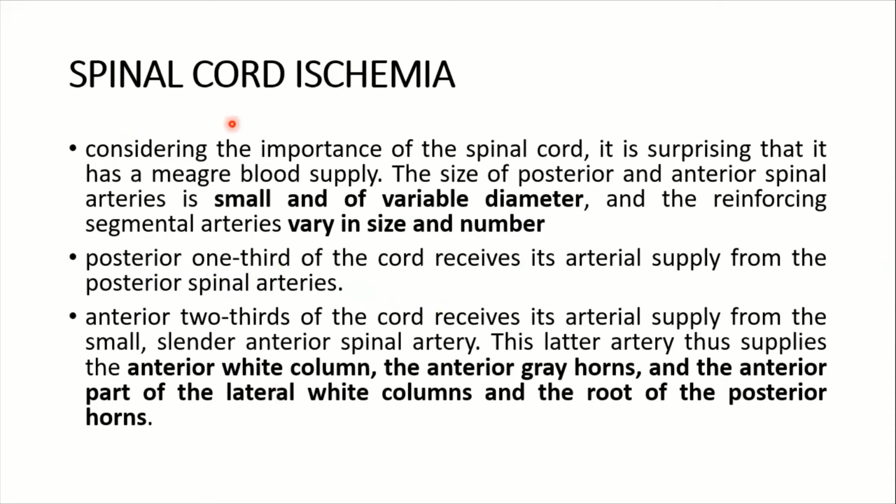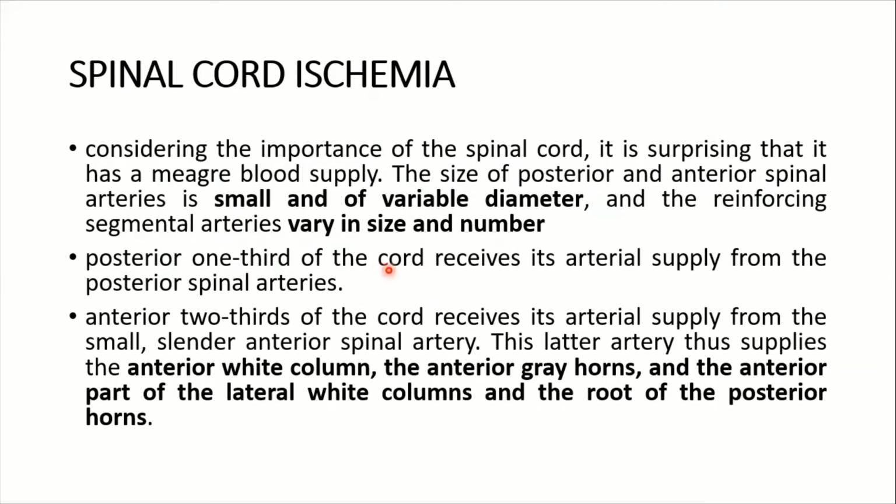So first of all, of course, is the spinal cord ischemia. Considering the importance of the spinal cord, it is surprising that it has a meager blood supply. Blood supply is very small. The size of the posterior and anterior spinal artery is small and of variable diameter, and the reinforcing segmental arteries also vary in size and number.